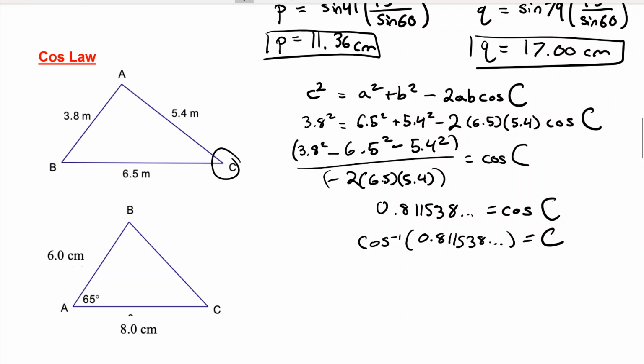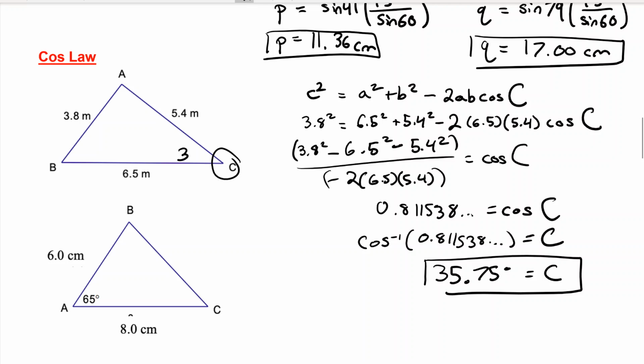So the inverse cos of my answer, and there's actually an answer button on a lot of calculators as well. Sometimes you can get it by doing shift and then over the equals button. But if your calculator is different, it might appear in a different spot for you. So if we do the inverse cos of this answer, we should get 35.75 degrees. And that equals our angle C of this triangle. So this triangle, if I were to round it to the nearest degree, is 36 degrees over there.